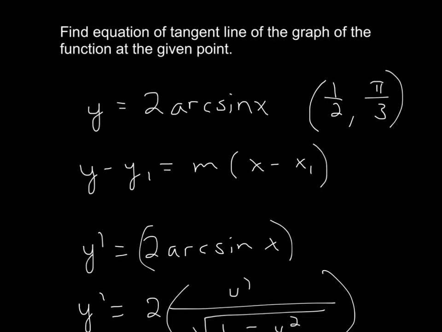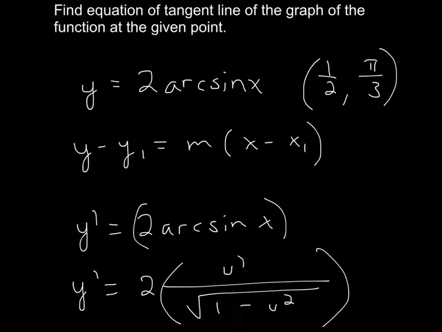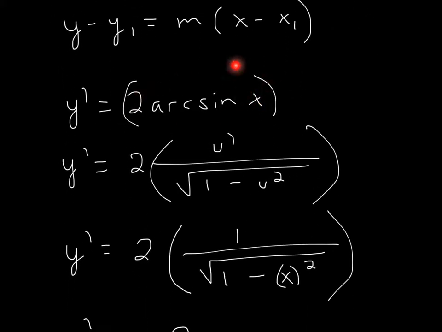So m is the slope. So what is the slope? Well, the slope is just the derivative. So once we find the derivative, we can just plug in the x, and then we'll have our entire formula. So how do we do that? Well, we'll take the derivative of 2 arcsin x.